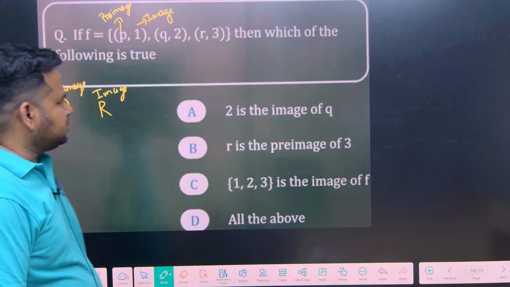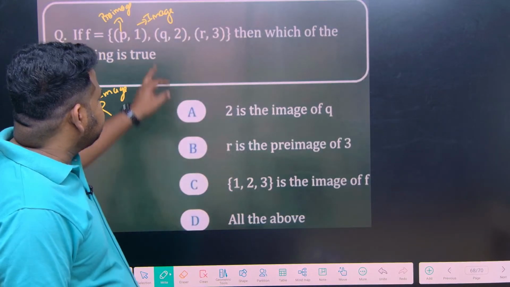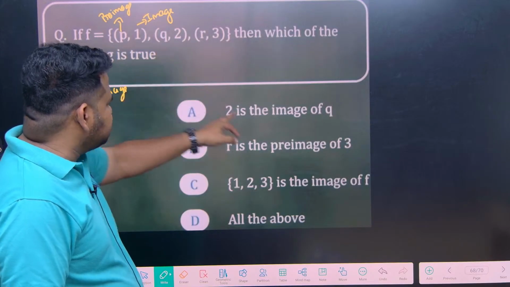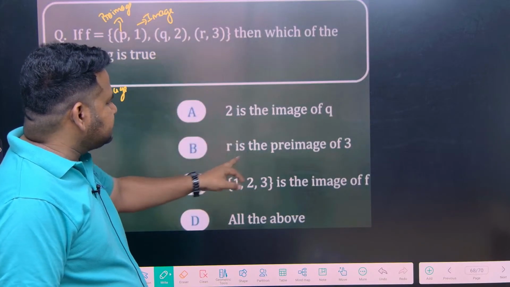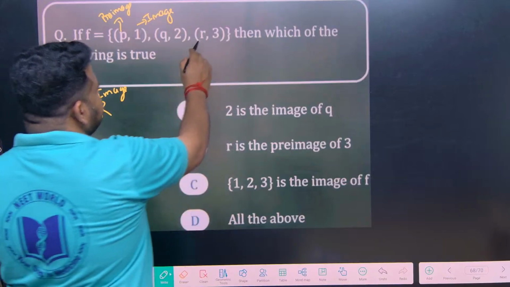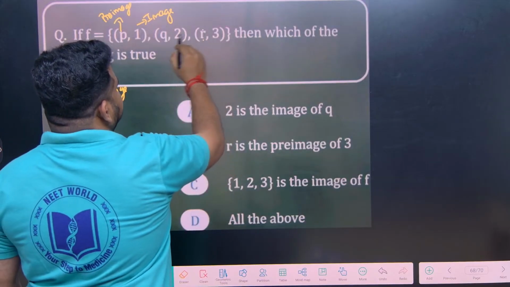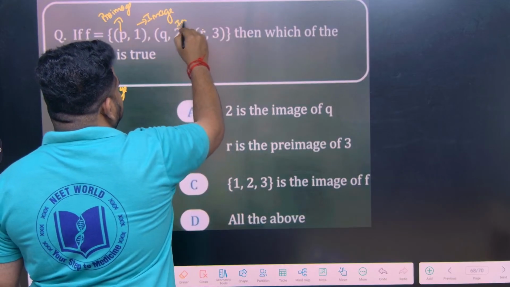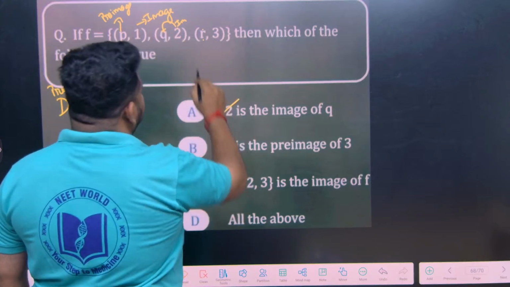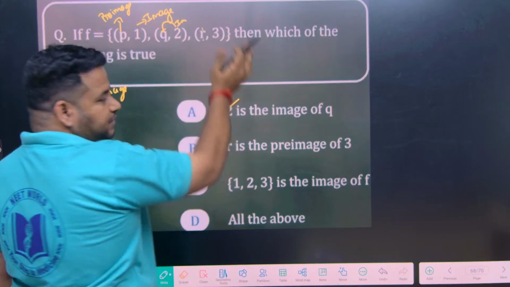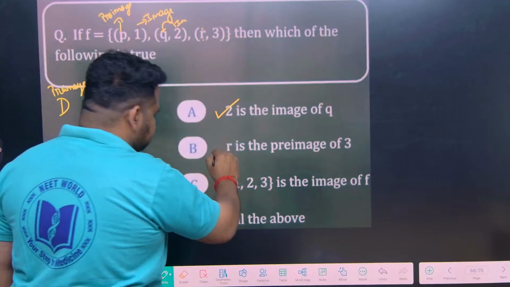Now look at these options. 2 is the image of Q. Yes, correct. R is the pre-image of 3. Yes, this is the pre-image. 2 is the image of Q, yes, it is correct. R is the pre-image. Whatever we read as domain, that is the pre-image. Yes, this is also correct.